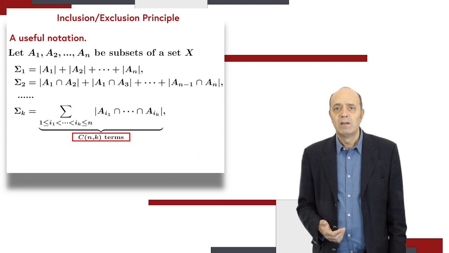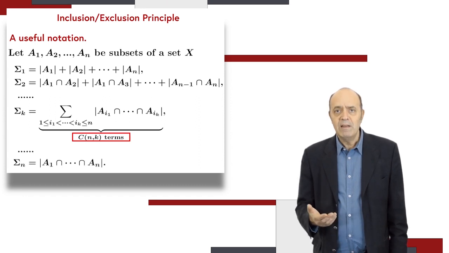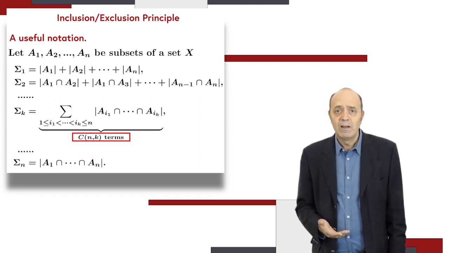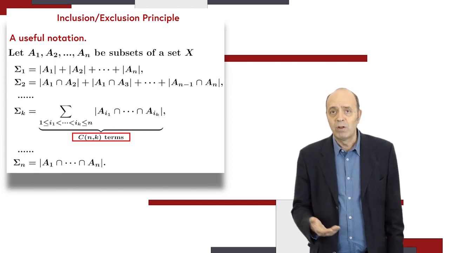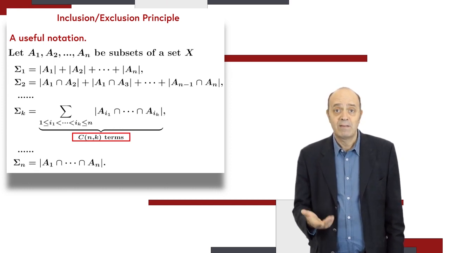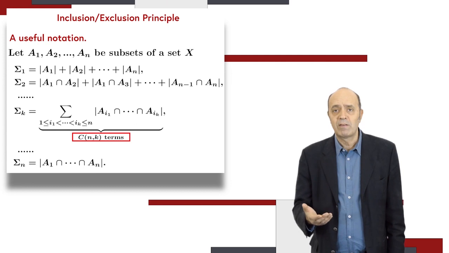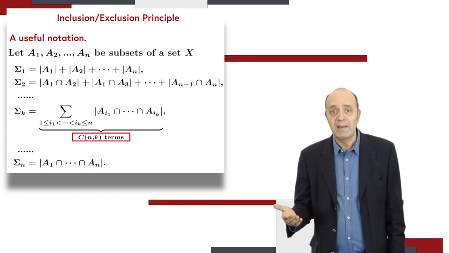Finally, sigma n. Well, there is just one intersection of the n sets. That is the cardinality of the intersection of A1 with A2 with ... An.